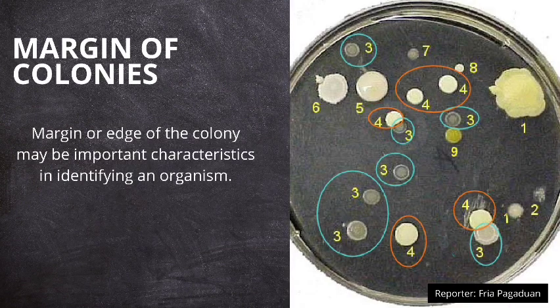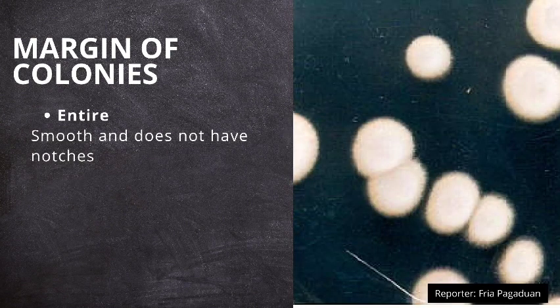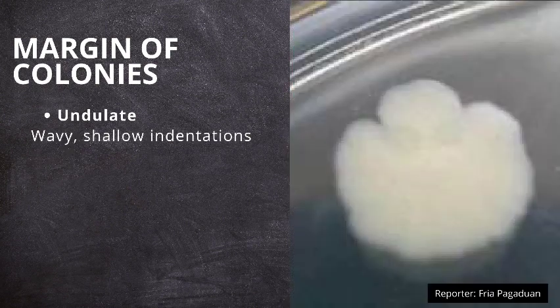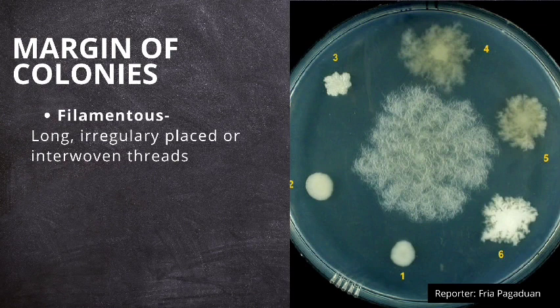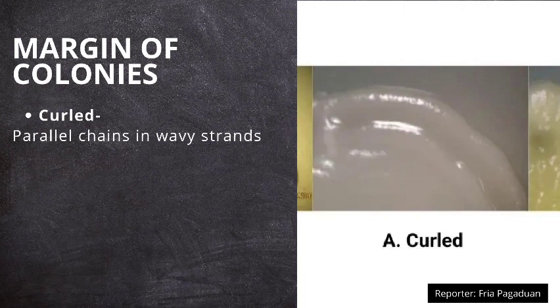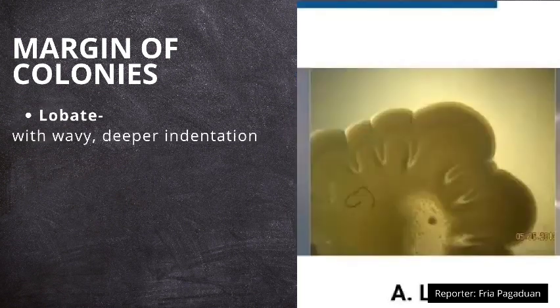Next, we have margins of colonies, which is the edge or border of the bacteria or fungi colony. It may be an important characteristic in identifying an organism. So we have 6 common margins of colonies. First, we have entire. It is smooth and does not have any notches. Second is undulate. It has wavy and shallow indentations. Third is serrate. It is irregularly notched. Fourth is filamentous. Long, irregularly placed or interwoven threads. Fifth is the curled, parallel chains in wavy strands. Last, we have lobate, with wavy and deeper indentations.